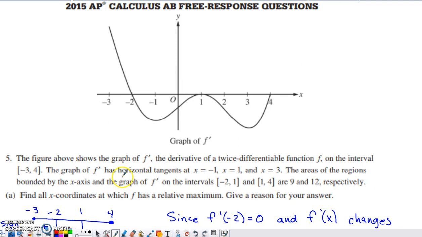The graph of f prime has horizontal tangents at negative 1, 1, and 3. And then the areas between the x-axis and f prime, from negative 2 to 1, we have 9 square units. And then from 1 to 4, we've got 12 square units.